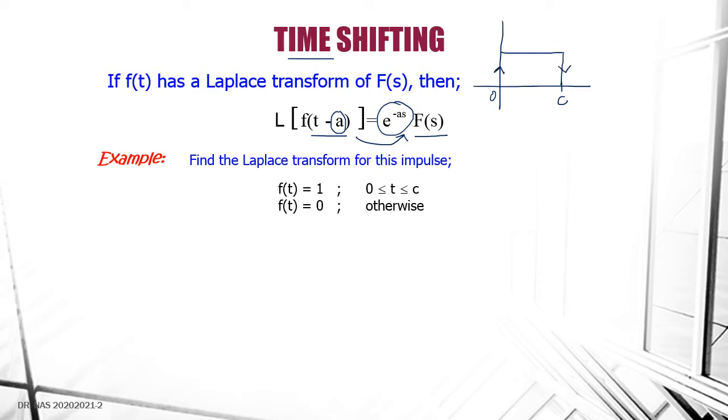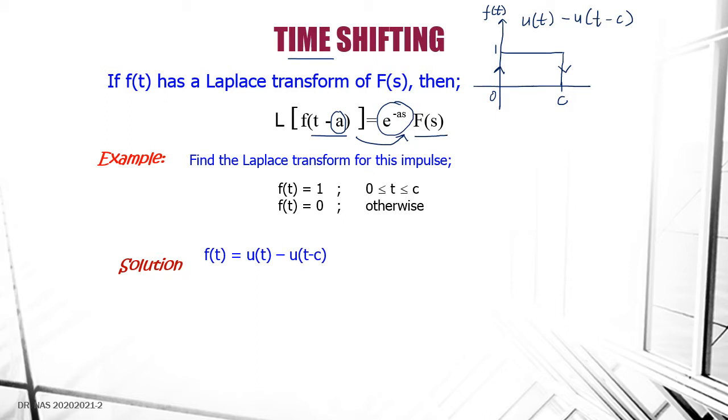Okay, so what is the unit step function for this equation? So this is your f(t). So f(t) equals, the magnitude is 1, u(t) minus u(t minus c). Okay, so this is the equation for the given function.